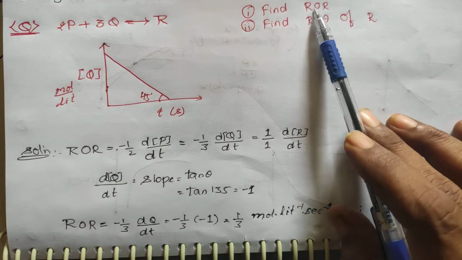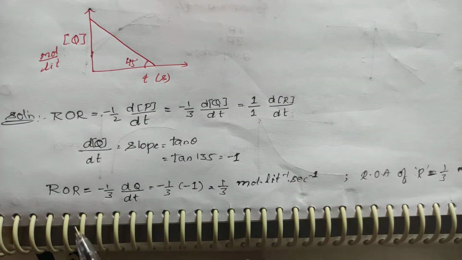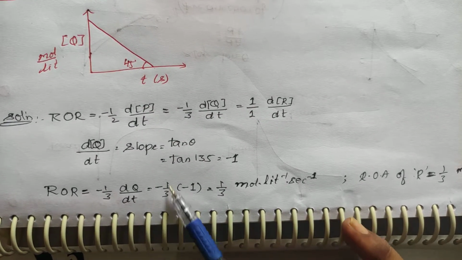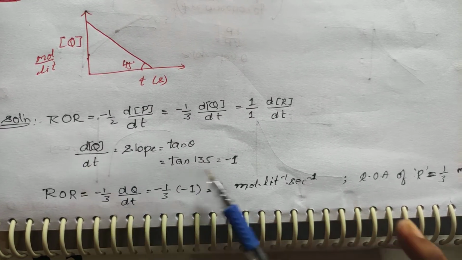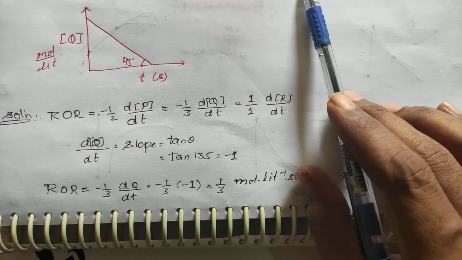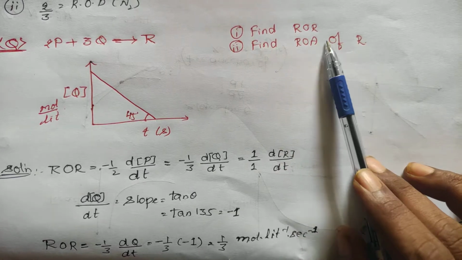And he is asking the rate of reaction, right? Rate of reaction will be equal to minus 1 by 3 dQ by dt. So it is minus 1 by 3 dQ by dt, you have got minus 1 value. So it is 1 by 3. Okay, so the first question, the rate of reaction is 1 by 3.